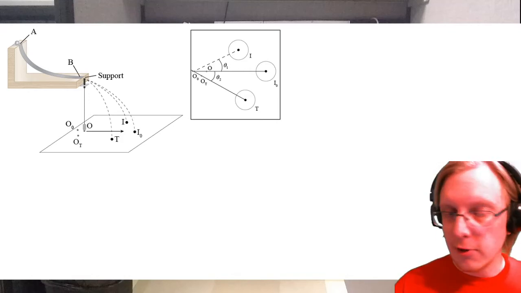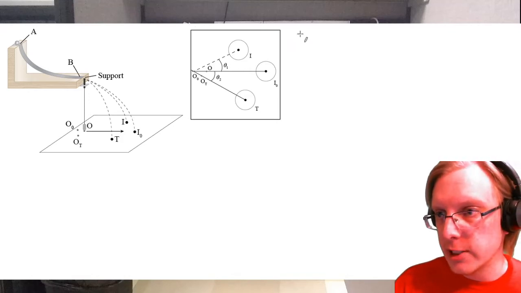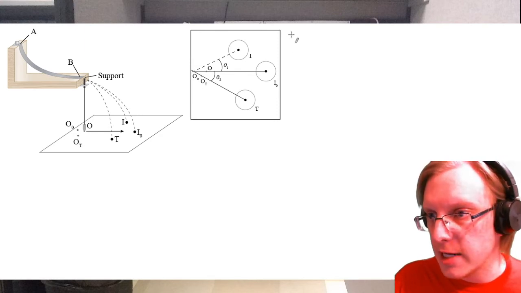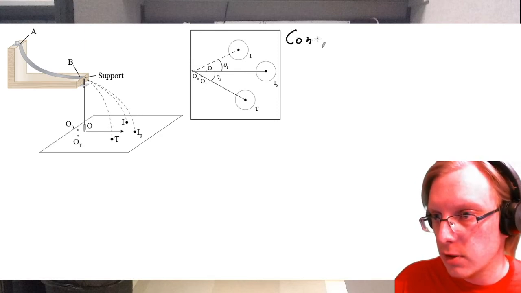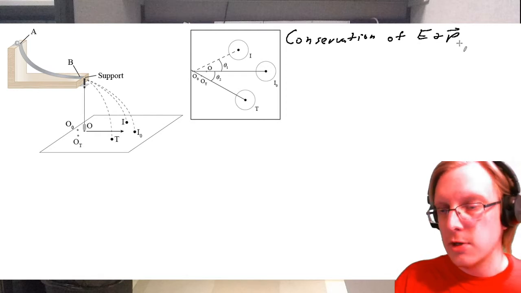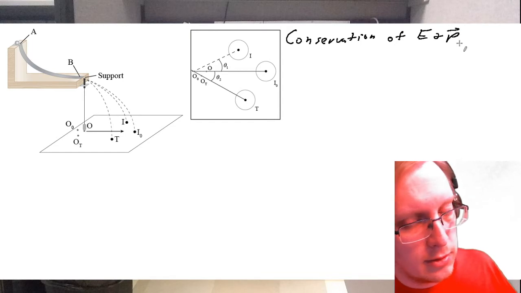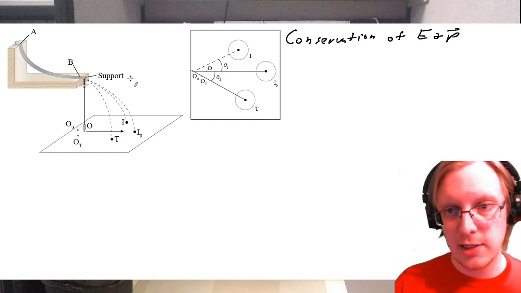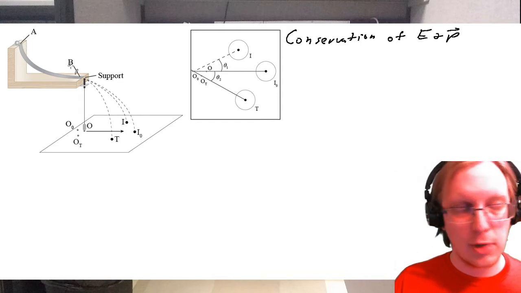All right, so for lab 4 this week, the lab is titled Momentum. It's actually conservation of energy and momentum. So we are hypothesizing the conservation of energy and momentum in the collision of steel ball bearings.